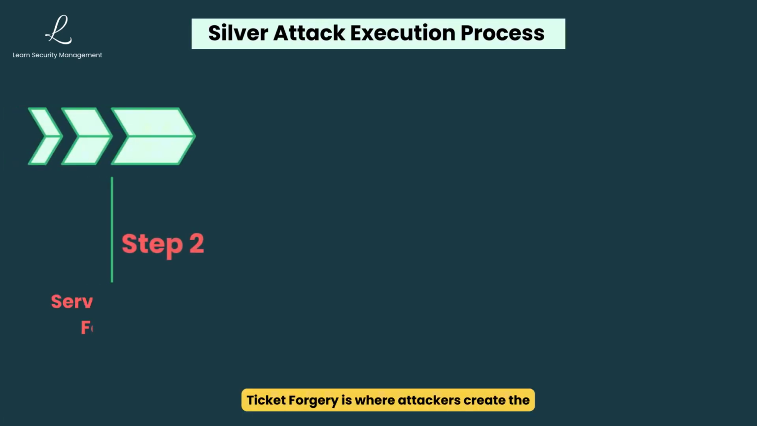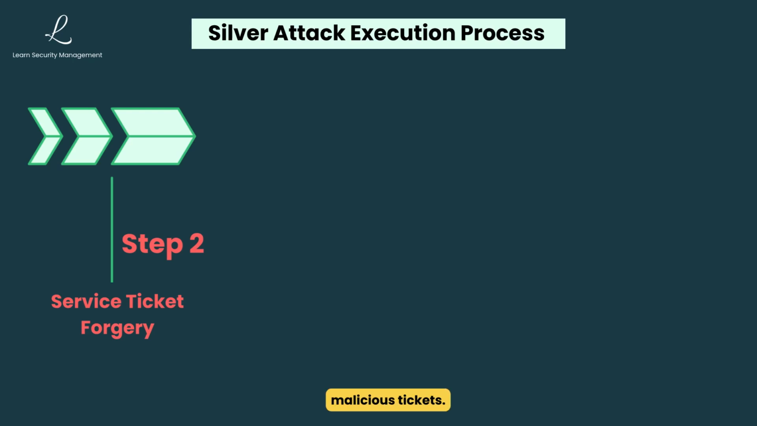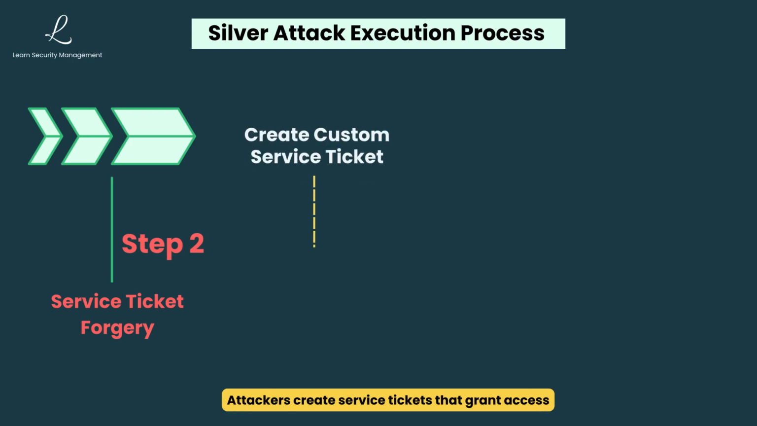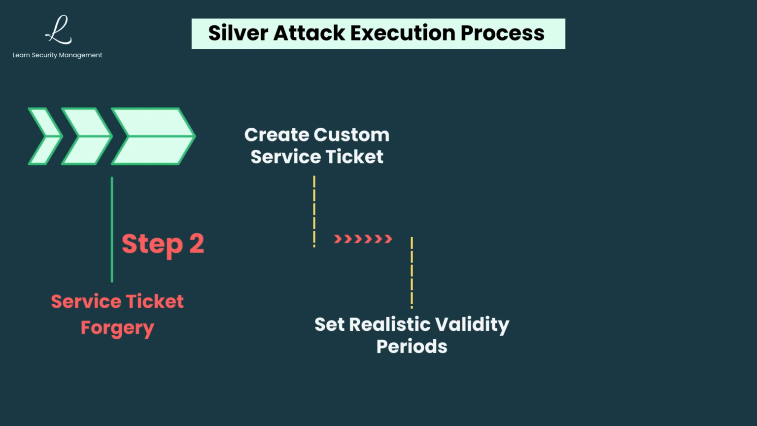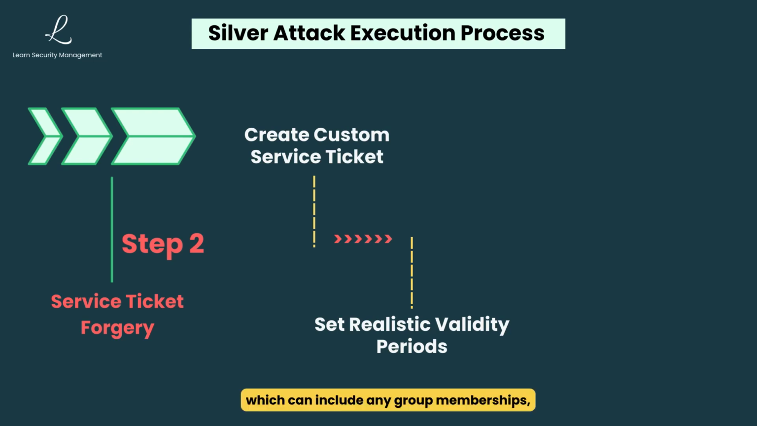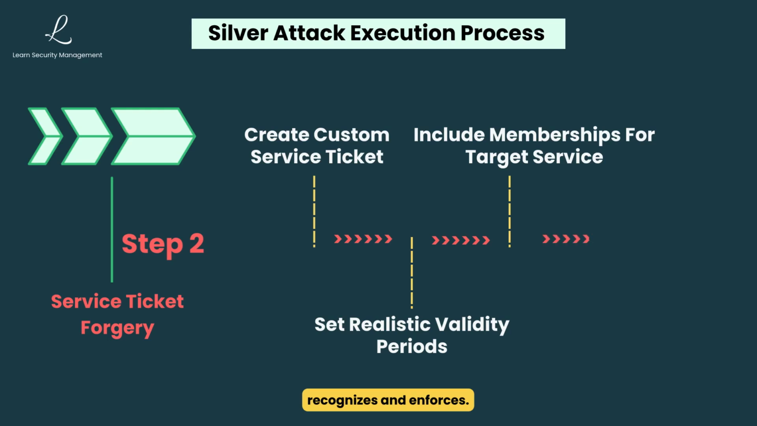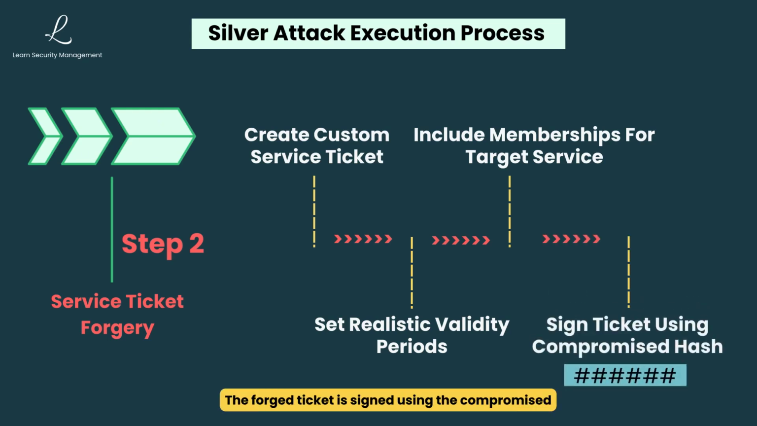The second step, service ticket forgery, is where attackers create the malicious tickets. The ticket creation process for silver tickets is more focused than golden tickets, but equally powerful for specific services. Hackers create service tickets that grant access to the target service, often setting validity periods that match normal service tickets' lifetimes to avoid detection. Unlike golden tickets, which can include any group memberships, silver tickets are limited to what the target service recognizes and enforces. The forged ticket is signed using the compromised service account's password hash, making it appear legitimate to the target service.